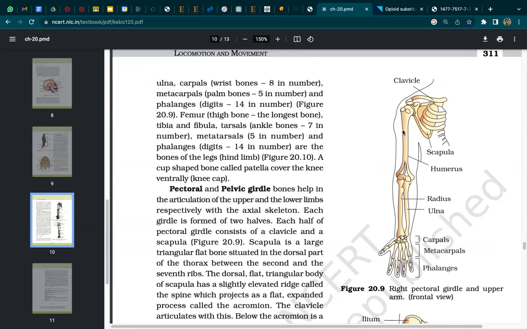Then 1, 2, and 3 are present in the whole arm, total making it 30. So there are 30 bones in every limb, 30 in each. So there are 2 hands and 2 legs. So how many total bones are present in hands and legs? 120. Okay. Just in our hands and legs, there are 120 bones.